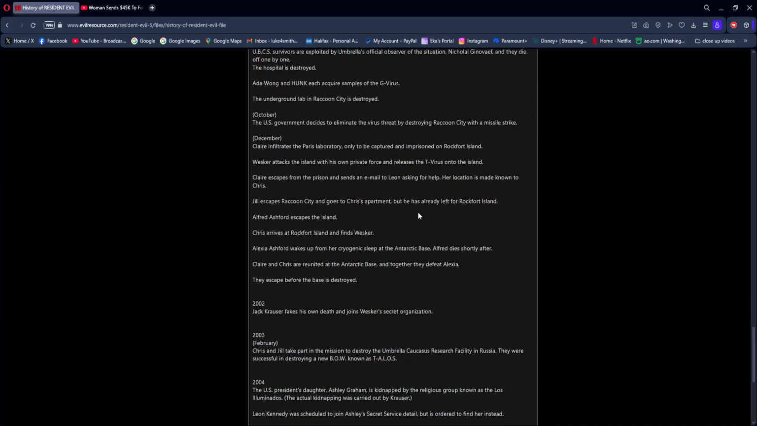Jill escapes Raccoon City and goes to Chris's apartment, but he has already left for Rockford Island. Well, this is in December, so she escaped Raccoon City on the 1st of October, so I don't know what that's doing there. Alfred Ashford escapes the island. Chris arrives at Rockford Island and finds Wesker.